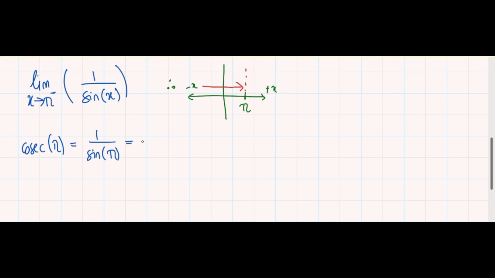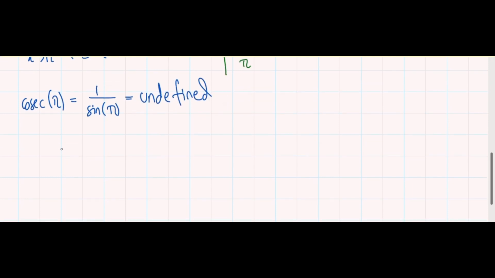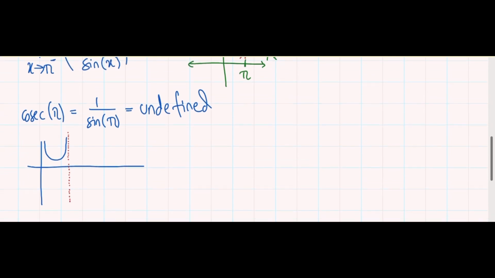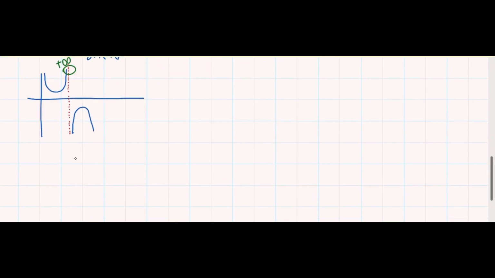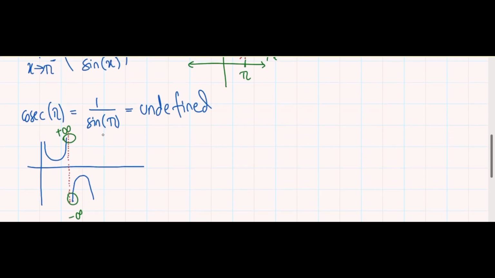So sine before pi is positive and sine after pi is negative, right? When x approaches pi from the left hand side, 1 upon sine x is going to be positive infinity, because sine is positive as it approaches 0. When you approach pi from the right hand side, from values bigger than pi, sine is negative, so the value cosec approaches is negative infinity. That is the essential reason why we call cosec pi undefined: from the left hand side it's reaching positive infinity, from the right hand side it's reaching negative infinity, so we cannot attribute one value to the limit.